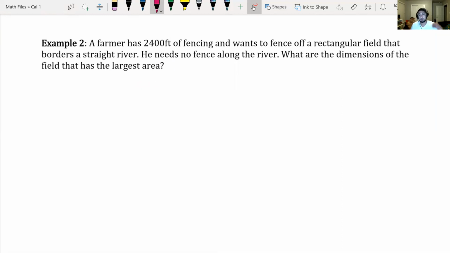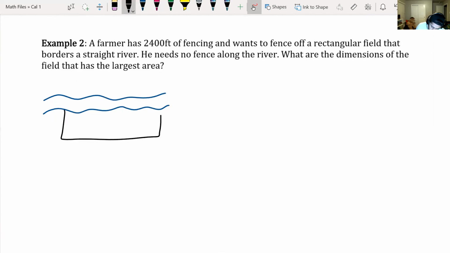Okay, so let's draw our diagram. It's cool that I have colors on here, right? So there's my river. And then here's going to be my rectangular field that borders the river. Okay. And again, I'll label this as x and that as y. Okay. So for this fence, I'll even label this one x.